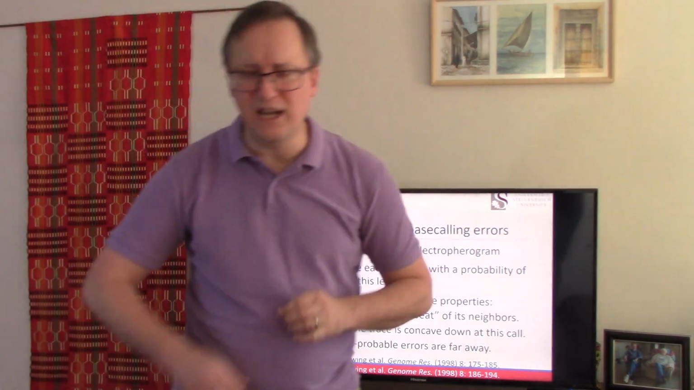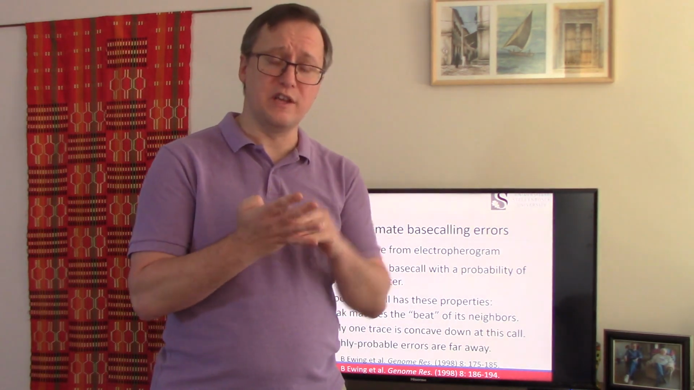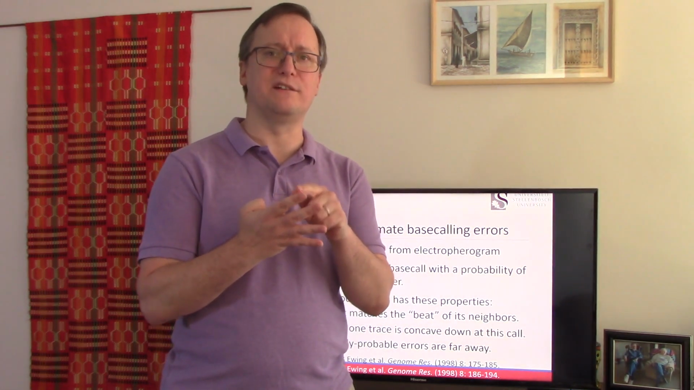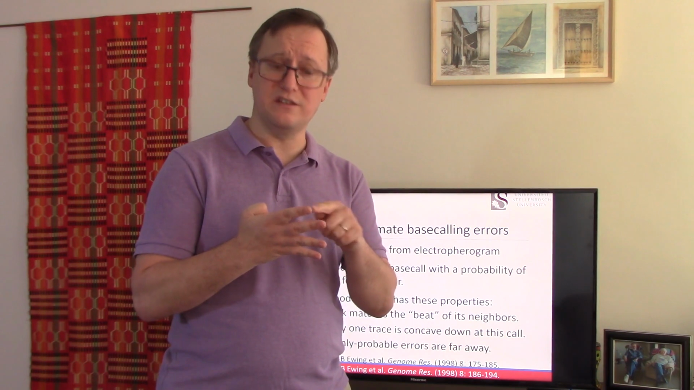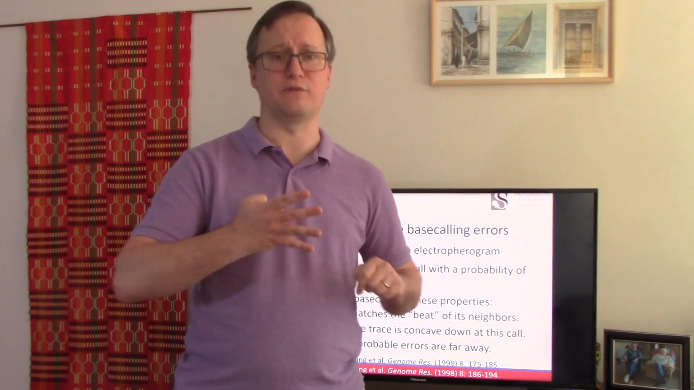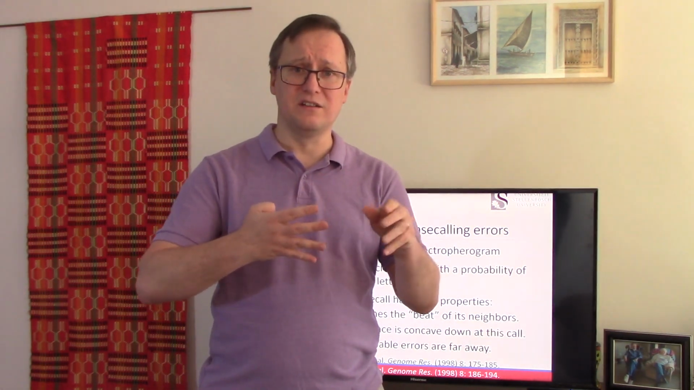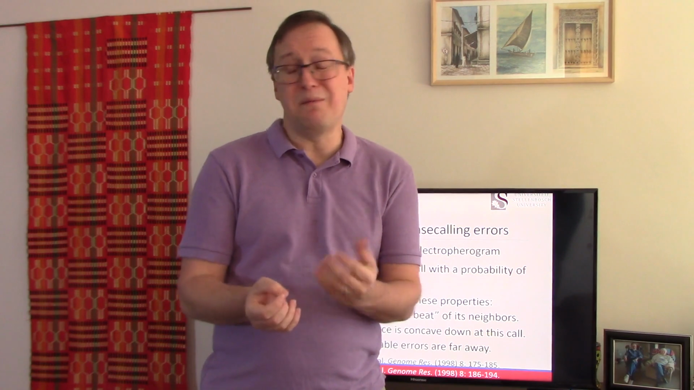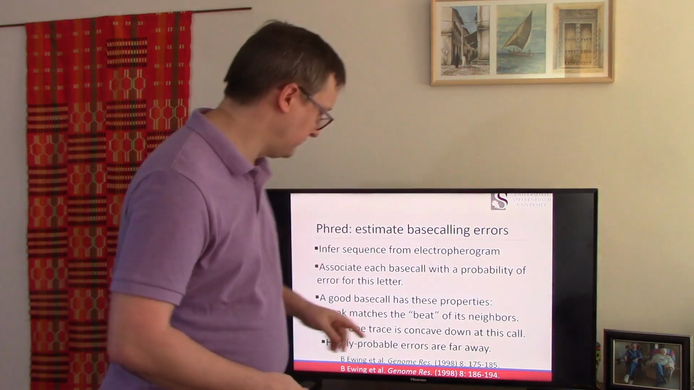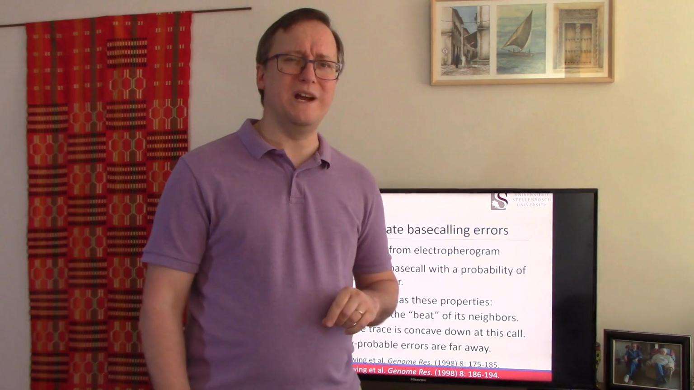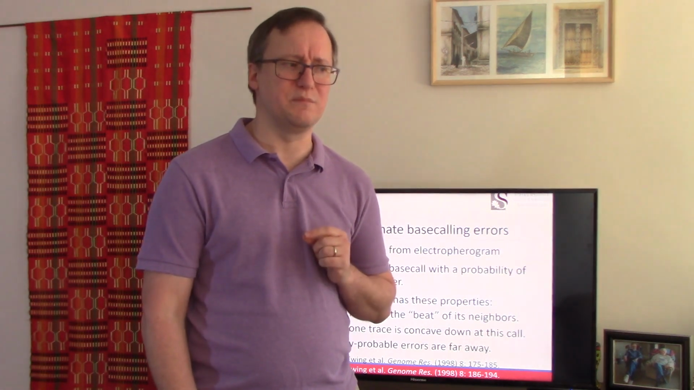So we can speak of each of the four colors that we saw in our electropherogram as a different trace. We have a green trace, we have a red trace, a blue trace, and a black trace. Each of those traces has some value at every point. So if you're at a T and you have a red peak there, there's probably still some amount of intensity seen for green, for blue, and for black. So the traces are continuous. They have samples at each of these places. Only one trace is concave down at this position.